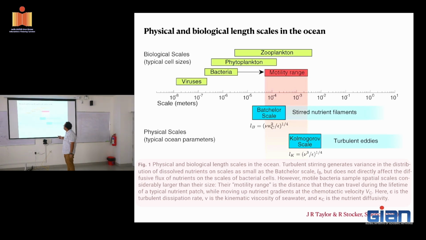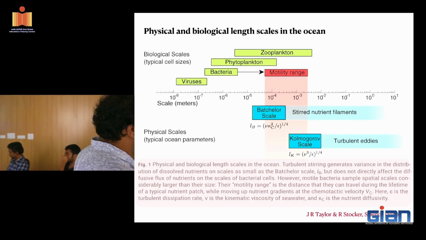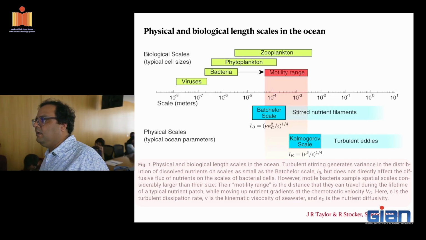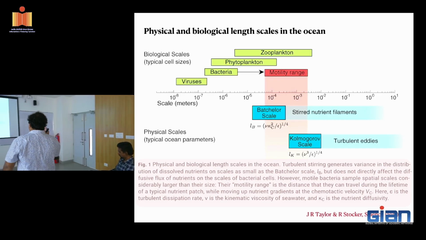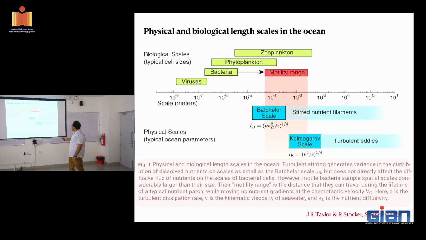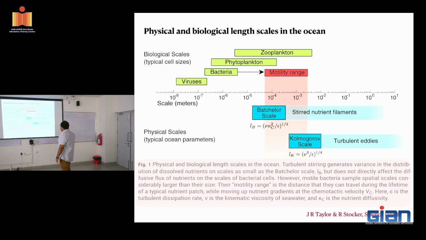So this also gives you a size comparison if you see. There is not one phytoplankton, there is not one bacteria, there are a variety of them, of different sizes. We will ignore all that, we will just choose some typical size. I will not even mention that. Okay? So this kind of gives you an idea of what kind of length scales you are dealing with. And then you have for the bacteria a motility range, which is nothing but the distance that they can travel during the lifetime of a typical nutrient patch. Nutrients would be coming in patches and disappearing. Okay?